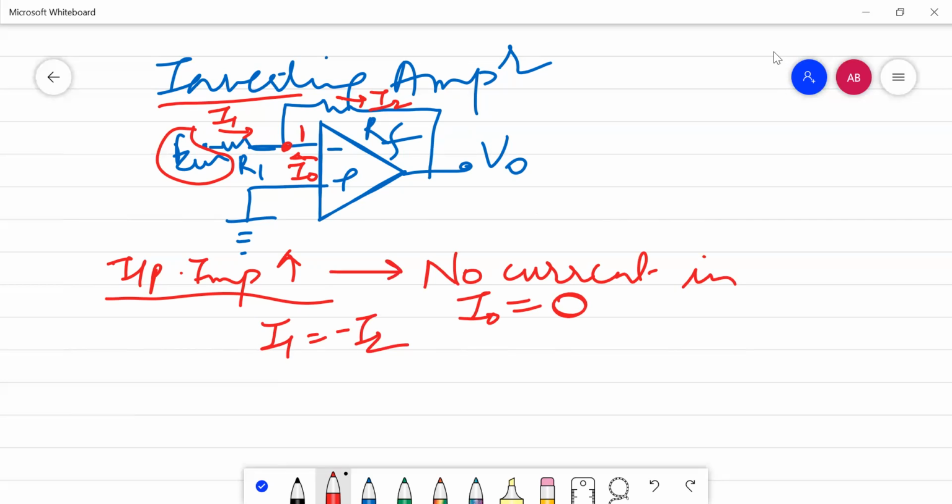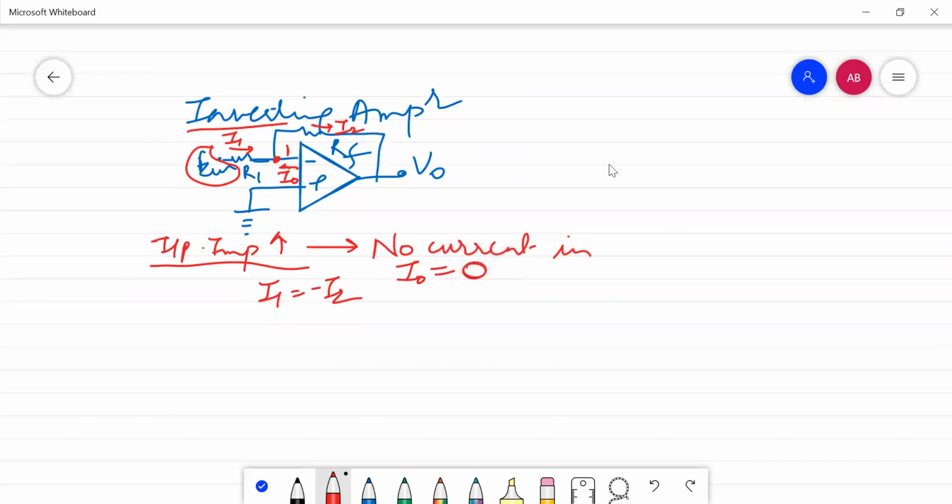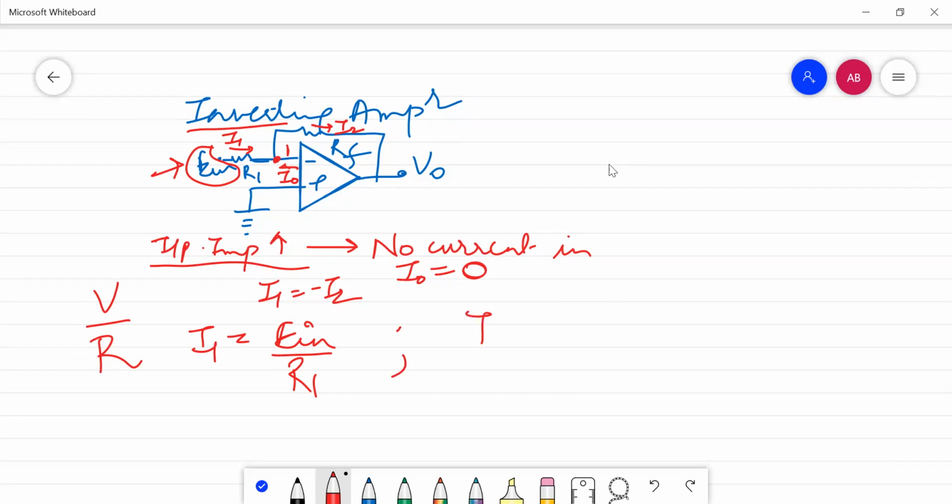So now we have to see what will be the value of I1 and I2. Because Ein has been applied on terminal 1, the value of I1 will be what we are giving here divided by the resistance of that terminal, because we are following Ohm's law that says it is equal to V upon R. Similarly, when we talk about I2, because this V naught has been fed back from here, it will be equal to V naught upon RF.